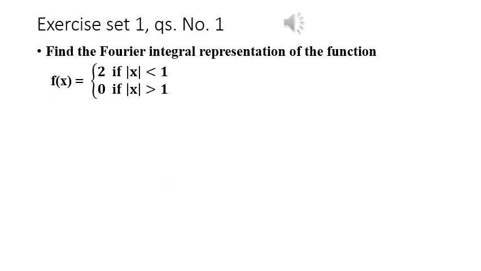Now here's a question for you. Find the Fourier integral representation of the function f of x is equal to 2 if modulus x is less than 1 and 0 if modulus x is greater than 1. So this might be easy for you. So just try to do this question. Thank you.